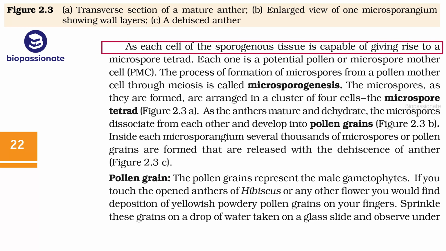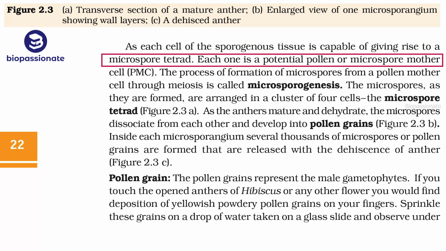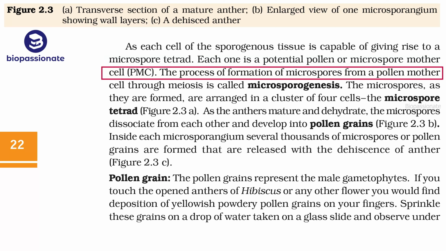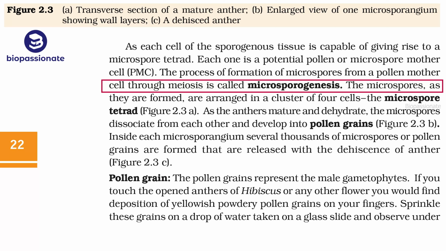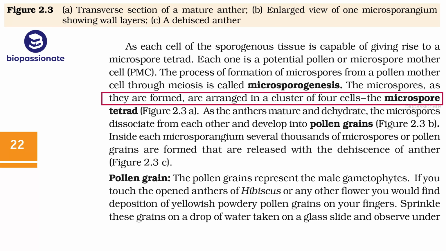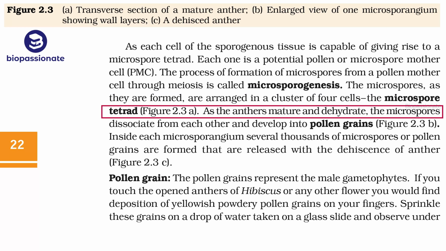As each cell of the sporogenous tissue is capable of giving rise to a microspore tetrad, each one is a potential pollen or microspore mother cell, PMC. The process of formation of microspores from a pollen mother cell through meiosis is called microsporogenesis. The microspores, as they are formed, are arranged in a cluster of 4 cells, the microspore tetrad, Figure 2.3a.